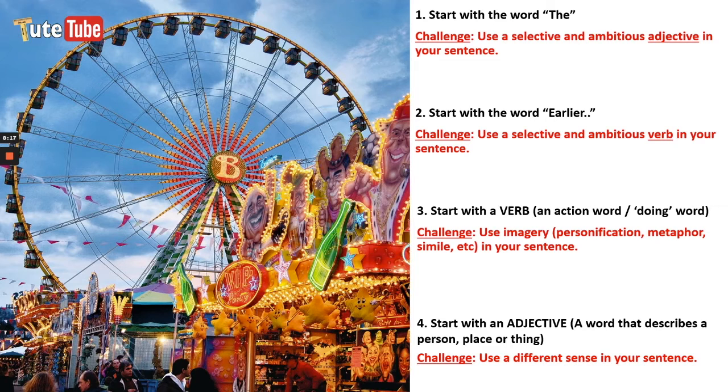So the first sentence, I want you to start with the word the. And if you want to challenge yourself within that first sentence, I want you to use a selective and ambitious adjective in your sentence. Number 2 is start with the word earlier and see if you can use a selective and ambitious verb in your sentence as well. Number 3, I want you to start with a verb. And for your challenge, use imagery, for example, personification, metaphor, simile in your sentence. Number 4, start with an adjective, a word that describes a person, place or thing. And for your challenge, use a different sense in your sentence.